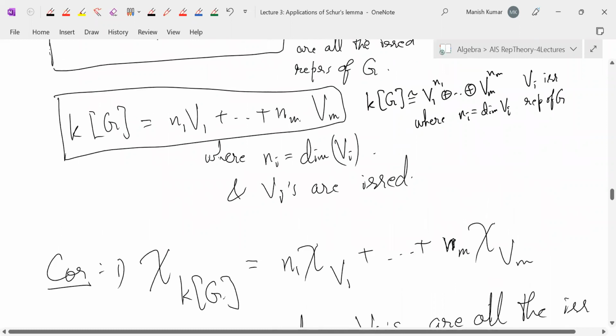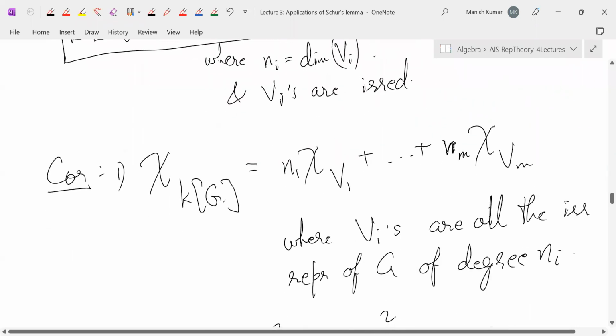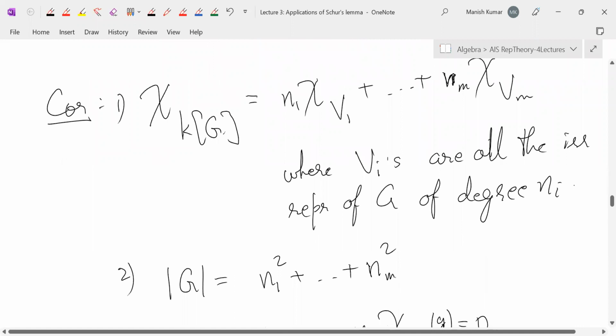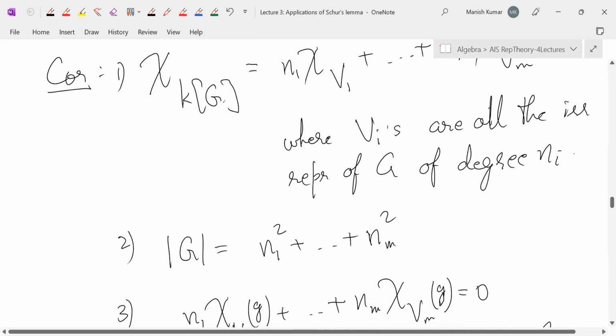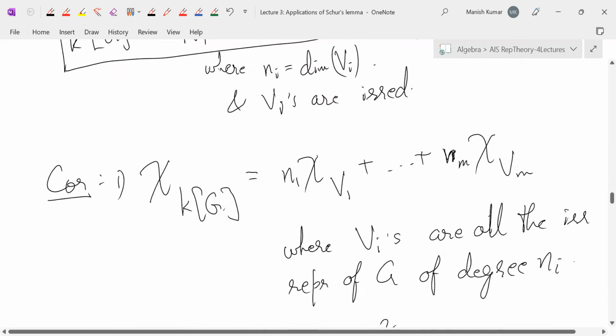The dimension of v1 power n1 is n1 square, because the dimension of v1 is n1, and if you take n1 copies of it, the dimension becomes n1 square. So if you compute the dimension, what you get is that the size of G is n1 square plus n2 square up to nm square, where n1 to nm are the dimensions of all irreducible representations of G. So that's another corollary we get out of this formula from 1.